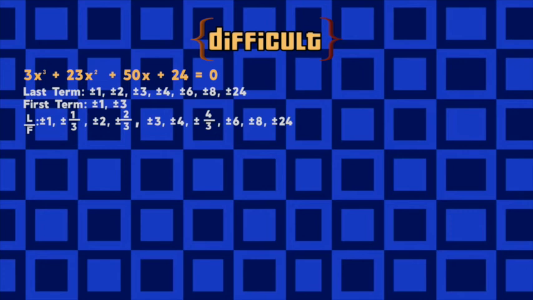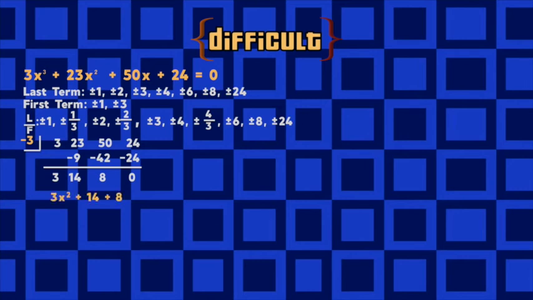Using the remainder theorem, you can solve using synthetic division with negative 3 as a divisor, and 3, 23, 50, and 24 as a dividend. Apply synthetic division and the numbers below will be negative 9, negative 42, and negative 24. Now, add all the numbers and you will get 3, 14, and 8. Let us now use factoring with those numbers, 3x squared plus 14x plus 8.